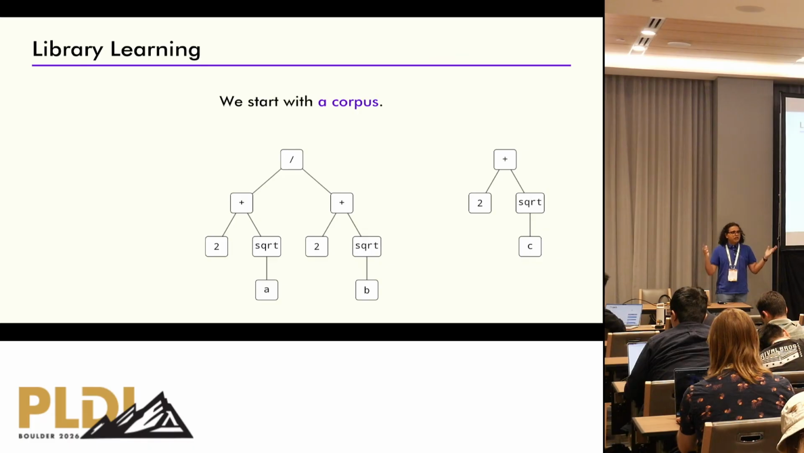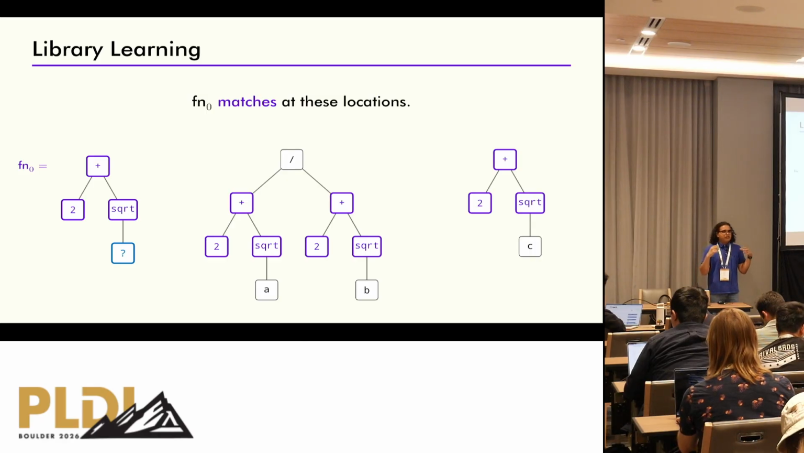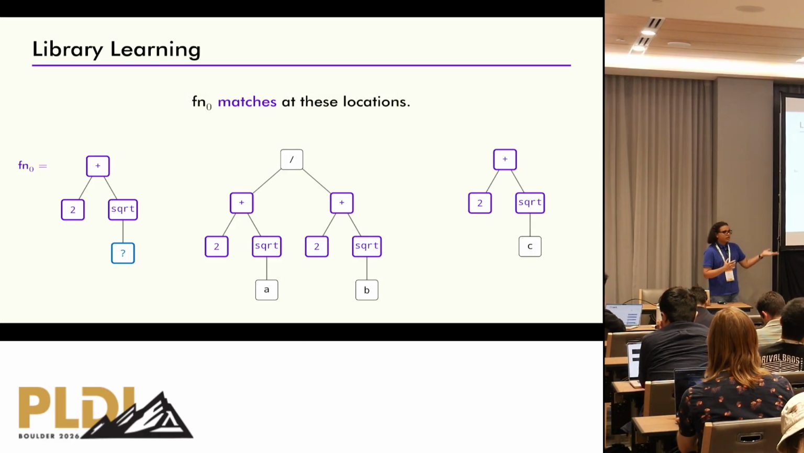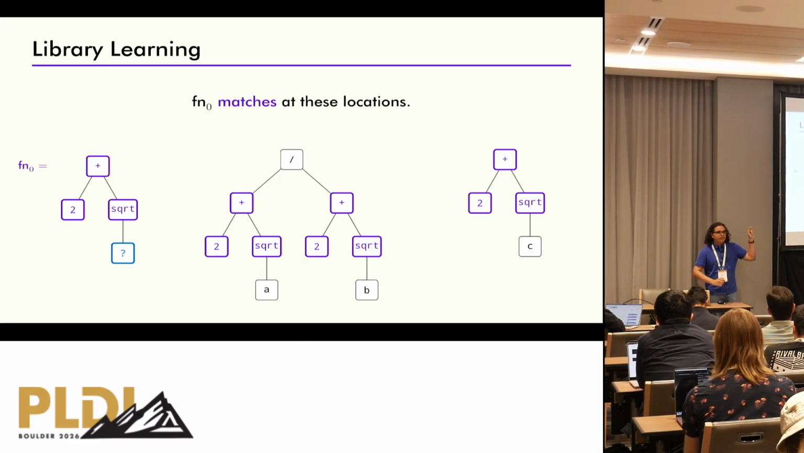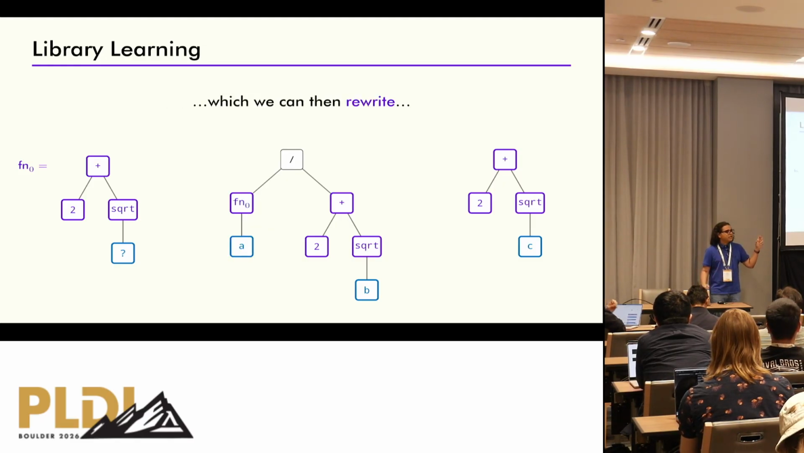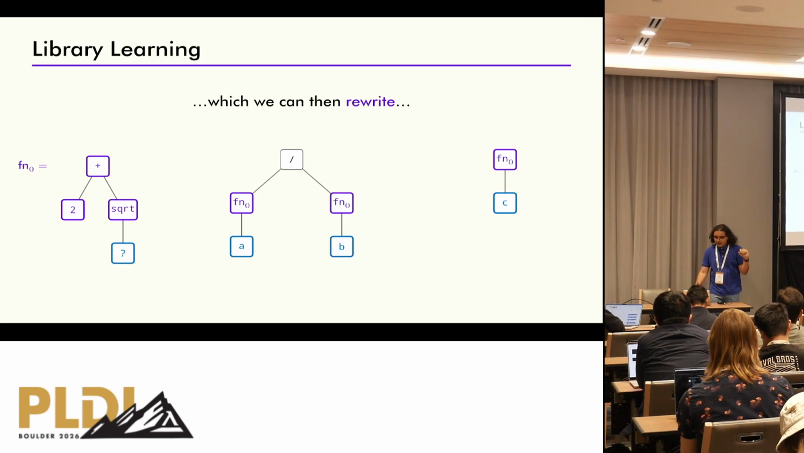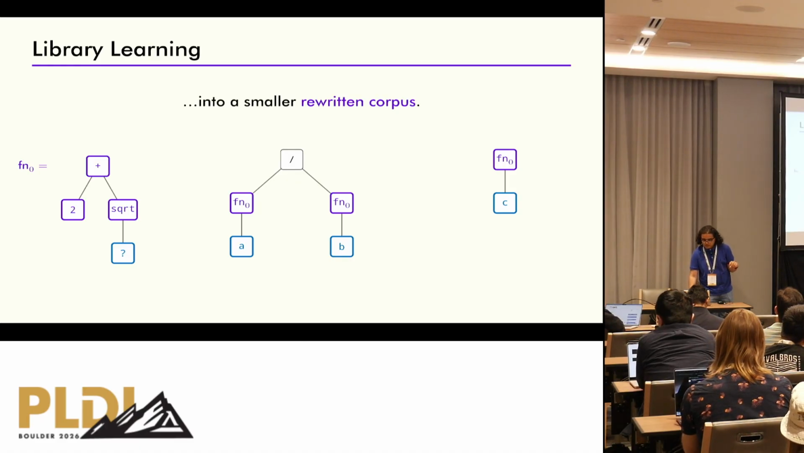In general, library learning is the process of starting with some corpus. Here, we've got these two programs, and you've got some common structure. And this structure matches at a particular set of locations in the corpus. So here, for example, the common structure is this plus 2 square root thing, where the square root has some variable, and that variable is unique to each location. We can rewrite this so each location gets rewritten to a function call, and this results in the corpus being overall smaller, which is our goal.